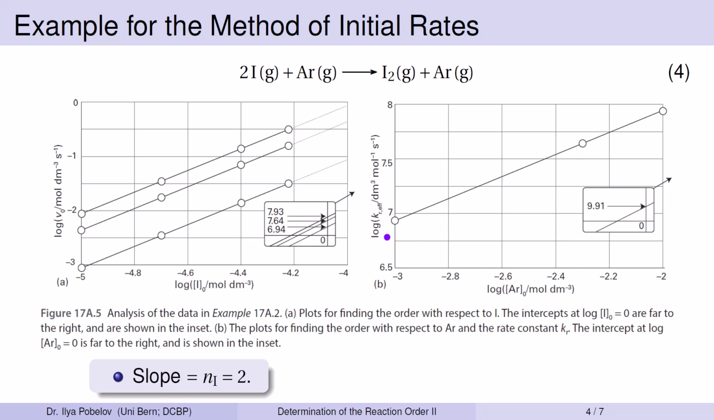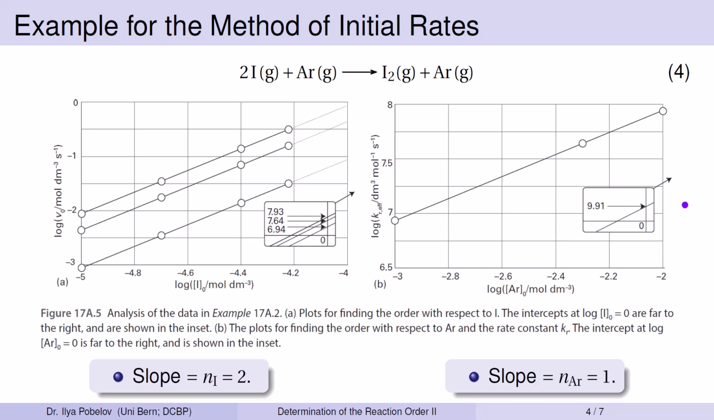The second figure presents a plot of the logarithm of these effective rate constants against the logarithm of the initial concentration of argon. The slope of this line is 1, which indicates that the reaction is first order with respect to argon. This example demonstrates how the method of initial rates can be applied to determine the order of a reaction with respect to each reactant. Furthermore, by analyzing the intercepts of the appropriate logarithmic plots, we can also evaluate the value of the rate constant.